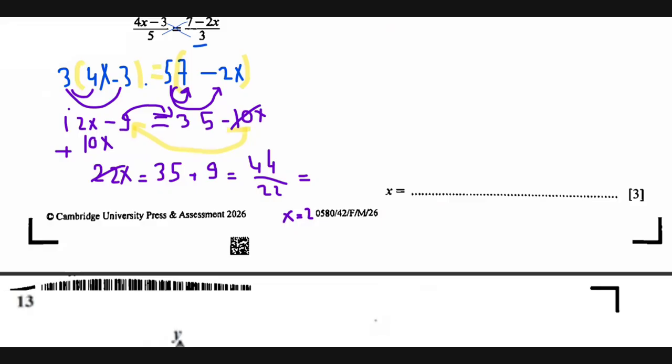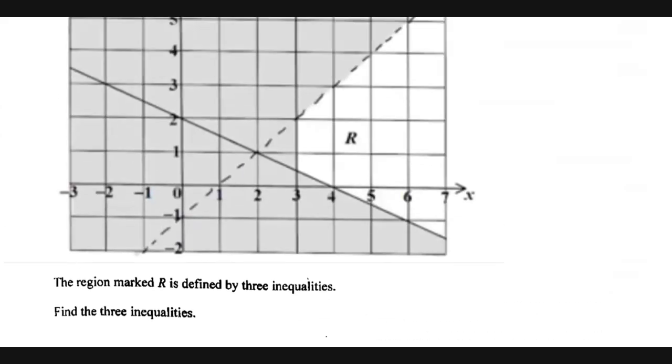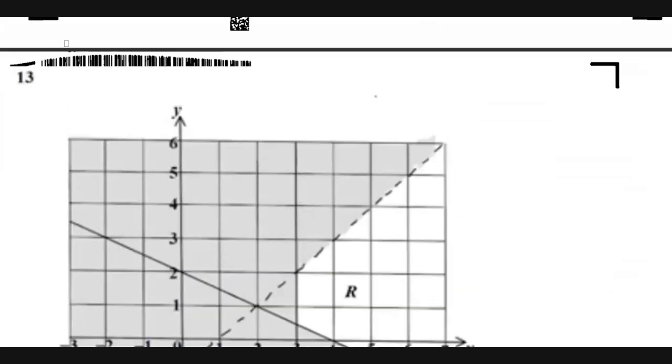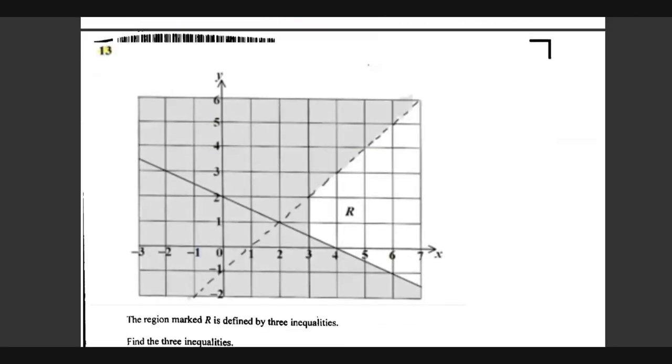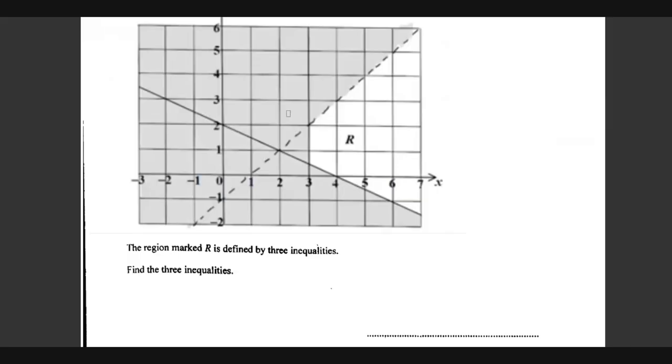In this question, we have these inequality lines, and he needs you to get the inequalities here. So for question number 13, we need to get the region R. This R is surrounded by 3 lines. The first line is X, and we say X is more than or equal to 3, because we need to move to the right. Which is clear that we have to move to the right.